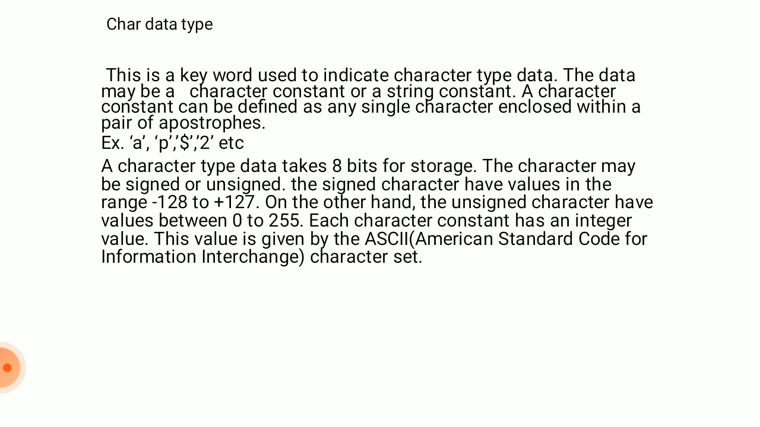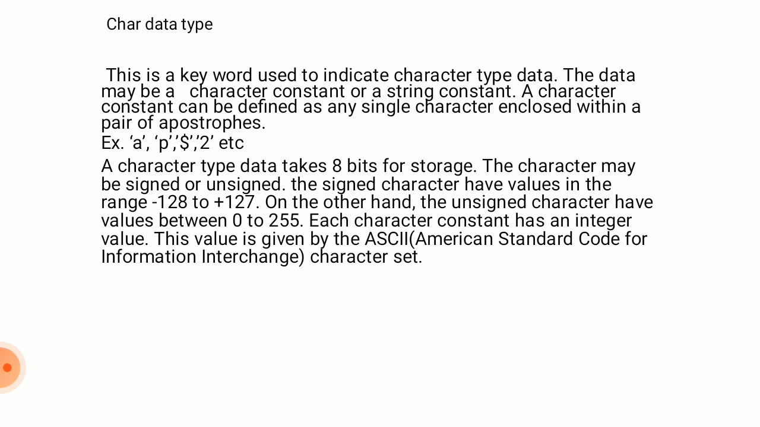So, here a character type of data takes 8 bits for storage. Means the storage capacity of a character data type is 8 bits, that means 1 byte. Okay, it provides only 1 byte of storage capacity. The character may be a signed or an unsigned type, and the signed character has values in the range -128 to +127. Means if a character is a signed character, then the values it can store are in the range of -128 to +127.